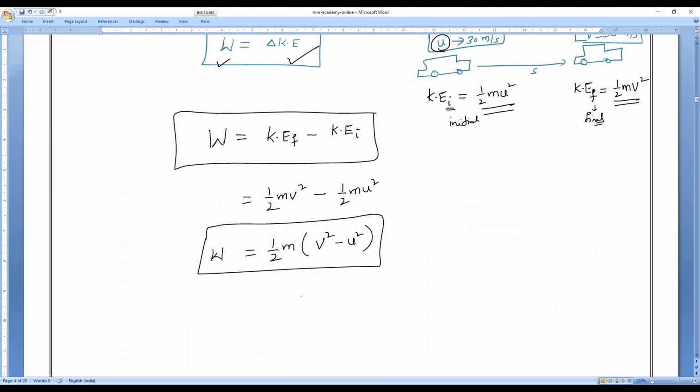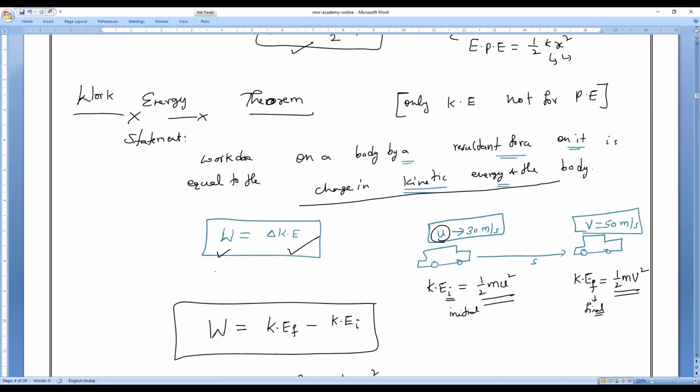So for the work energy theorem, simply remember a single phrase. What do you mean by work energy theorem? Work done is equal to change in kinetic energy. That's all. That is called the work energy theorem. Understanding? That's what it is.